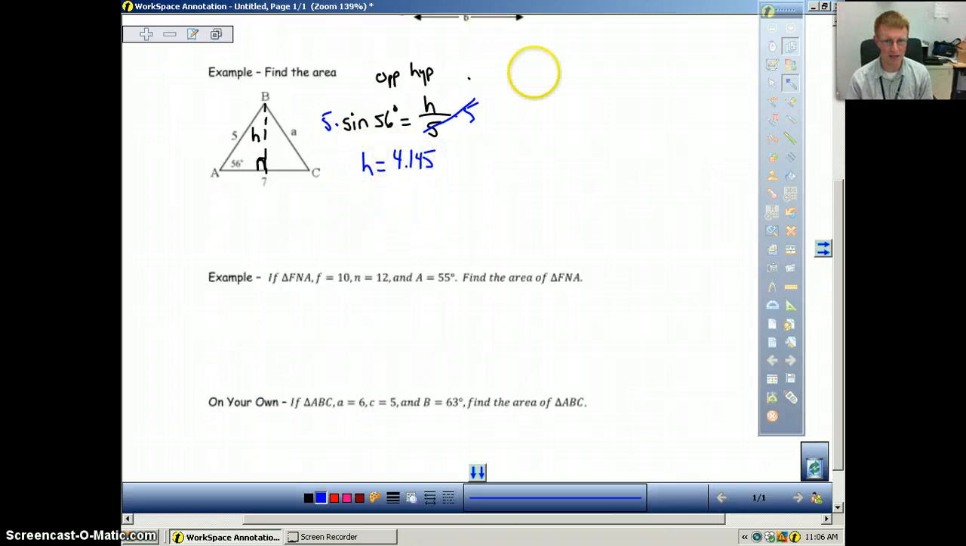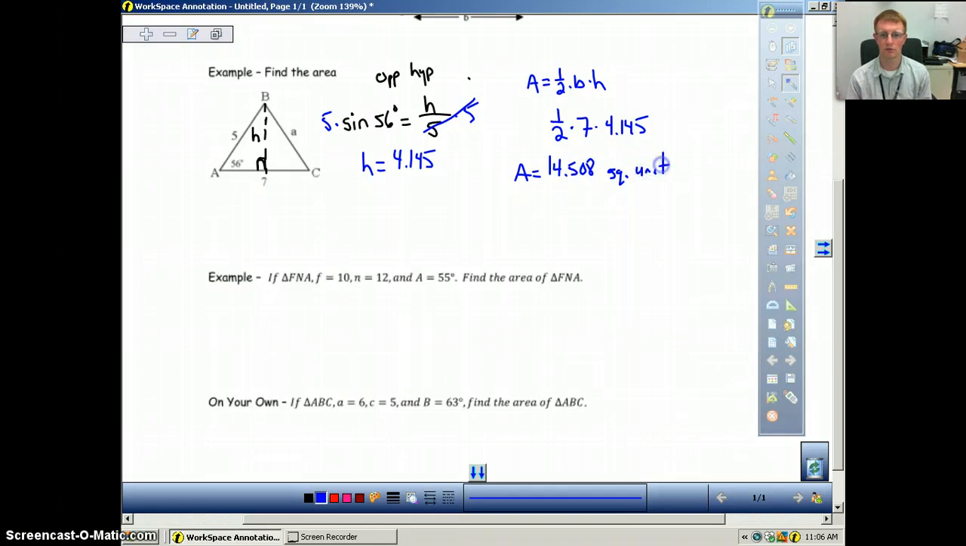So now when we look at our area formula, we have 1/2 times base times height. We can plug in 1/2 times base. Our base of our triangle is 7. Our height is what we just found as being 4.145. And plugging that in, we get an area of 14.508 square units. So it's really that simple, figuring out what our height is going to be.